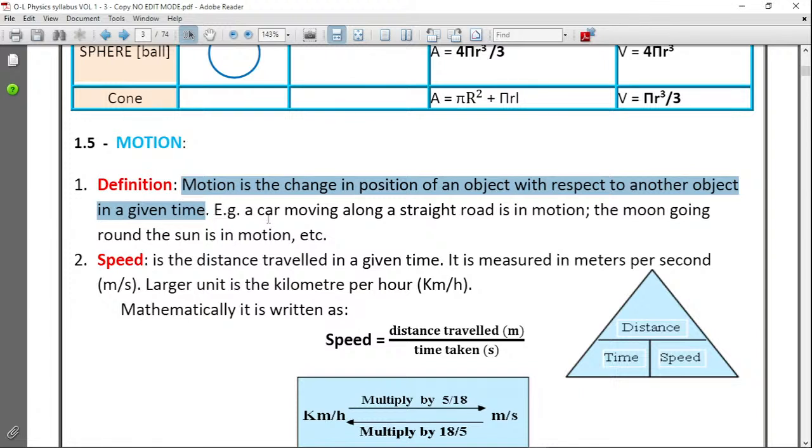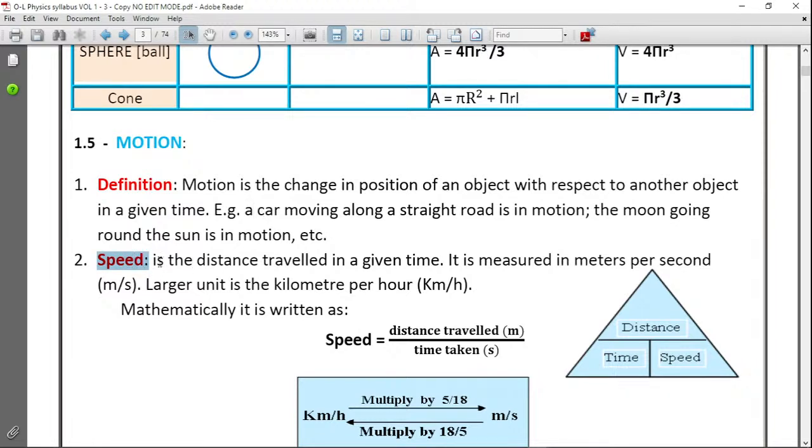All right, let us look at a car moving along a straight road. Is the car in motion? Yes. So they may ask you to define motion and give an example. Motion is the change in position of an object with respect to another object in a given time, and an example is a car moving along a straight road. The moon going around the sun is also in motion. And then we have speed.